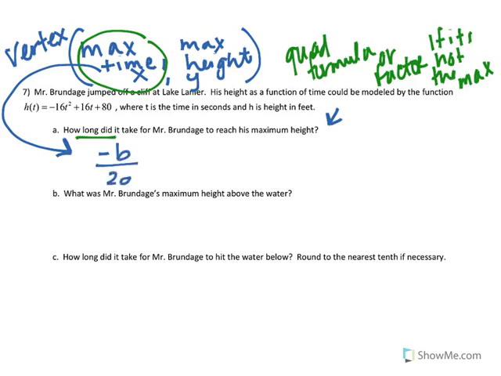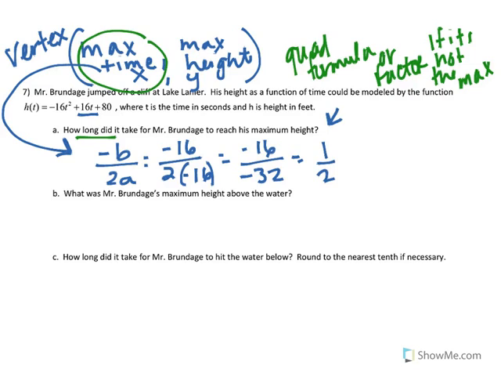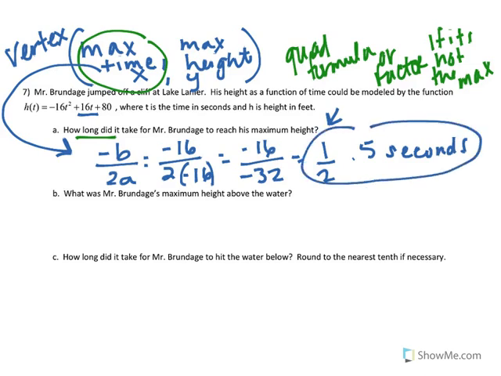And we all know how to find the vertex x. It's negative b over 2a. So you would just plug in your information and you're going to get negative 16 over 2 times negative 16, and that's going to give you, when you reduce, 1/2. Well, 1/2 what? 1/2 or 0.5 seconds. And this is just the x value for our vertex.